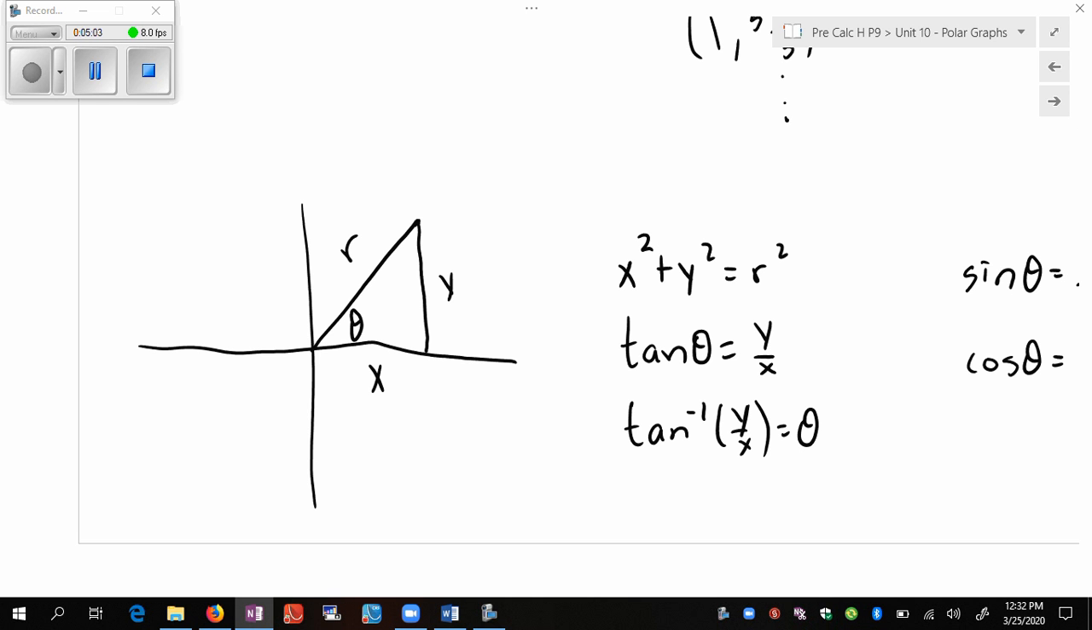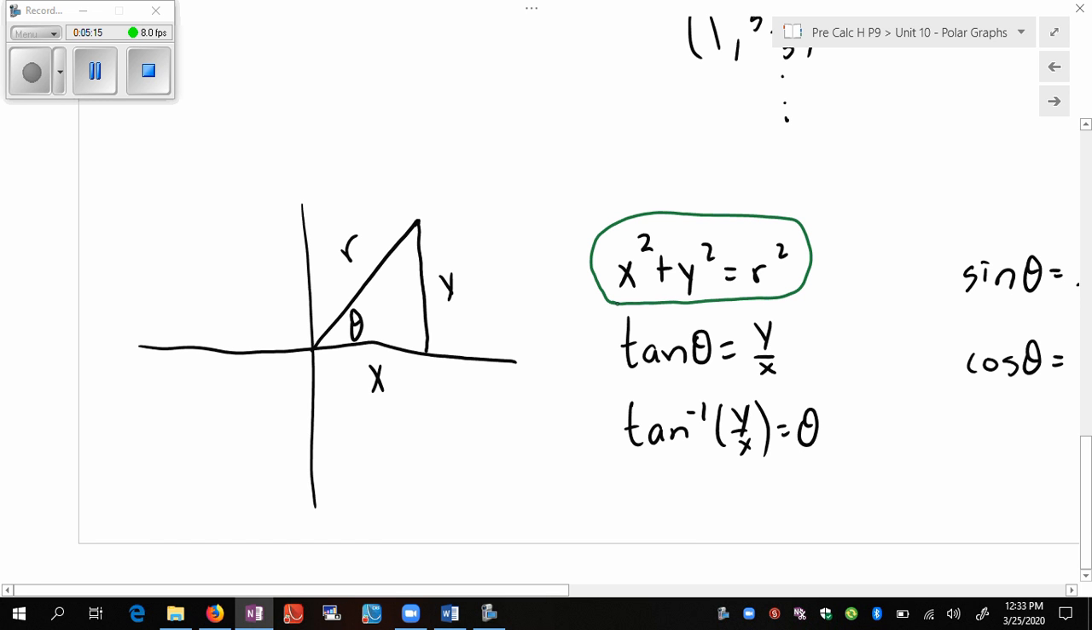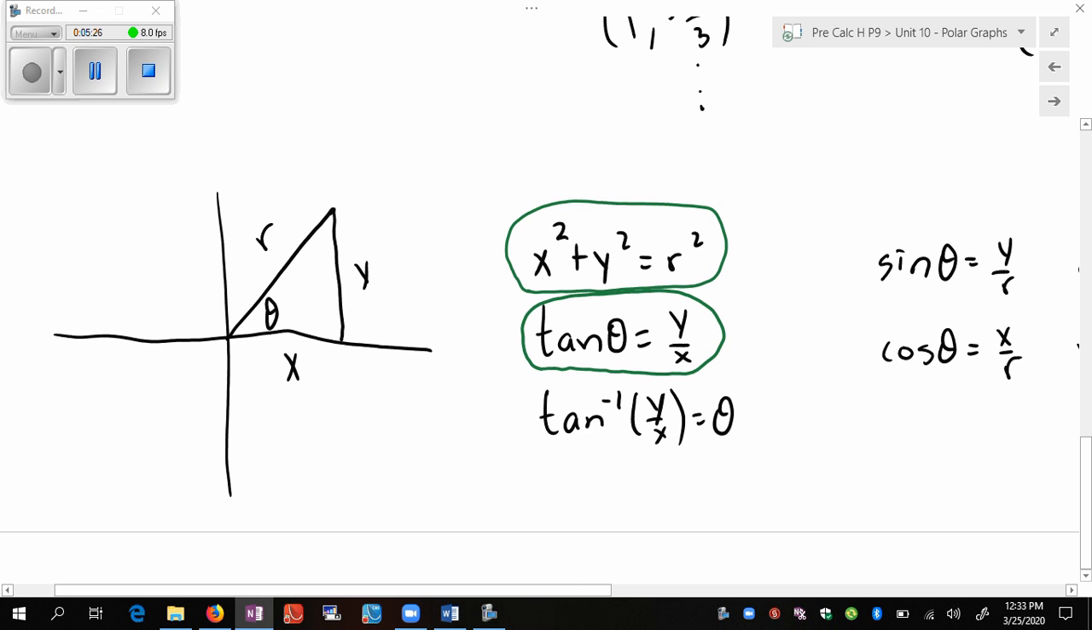If I'm always building a triangle, the x-coordinate is the horizontal, the y-coordinate is the vertical, and then the r is the hypotenuse. Well, Pythagorean theorem gives us x squared plus y squared equals r squared. SOHCAHTOA trig gives us that tangent is equal to opposite over adjacent, which would be y over x. And therefore, the inverse tangent of y over x would be theta.